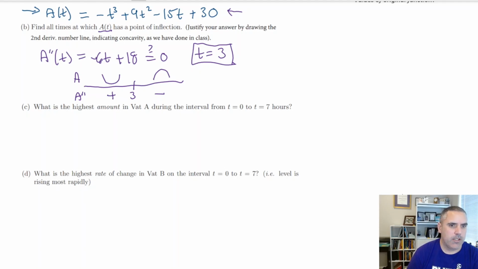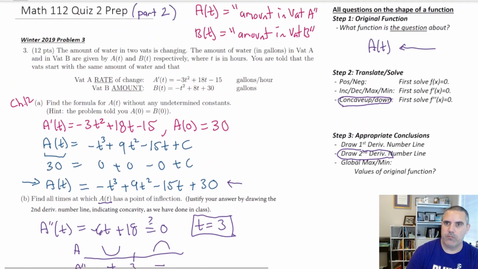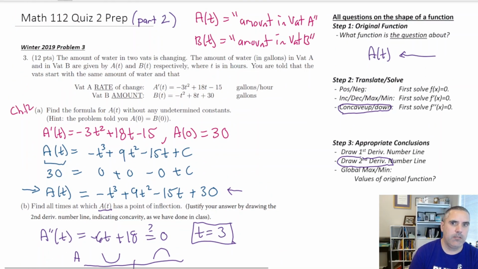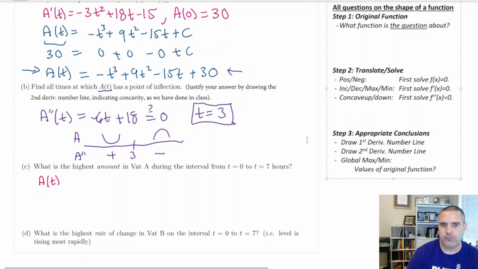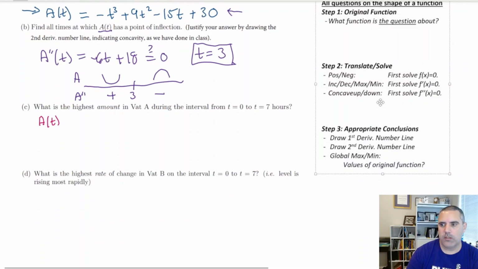Okay, so find the highest amount in vat A. This is asking about vat A. And it's asking about the biggest amount. So it's a maximum question. So we can reset our thinking. I hope this is sort of helping. So let's scroll down here. Let's grab this, move it down. Keep going.